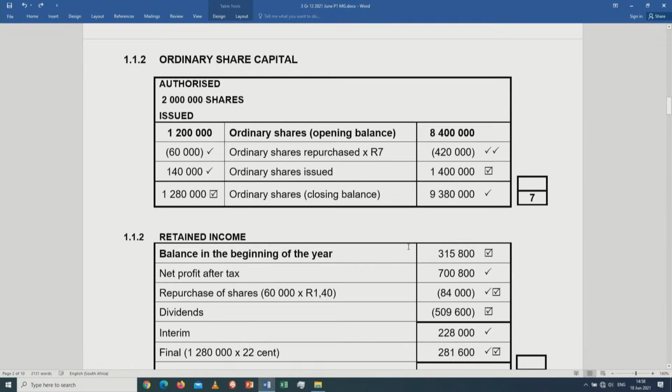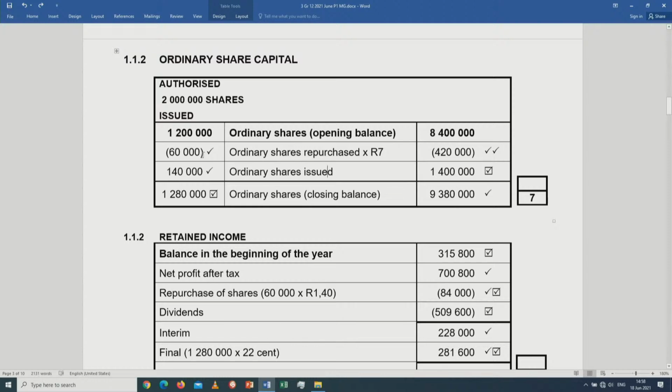1.1.2, the share capital note. We start with that. These two things must not be swapped around, because according to the dates, the business purchased 60,000 shares before they issued 440. So learners must not swap around the information of the issued and the repurchase.